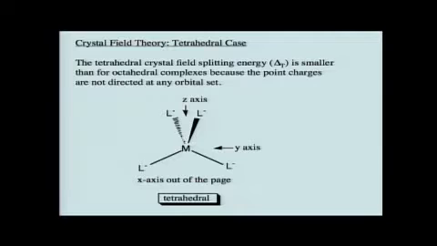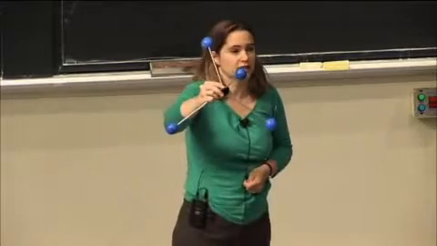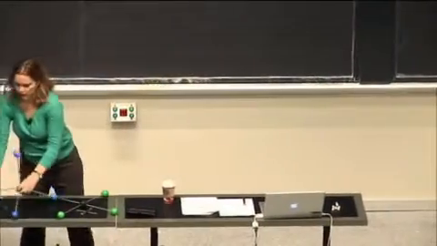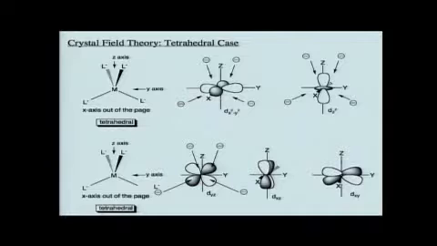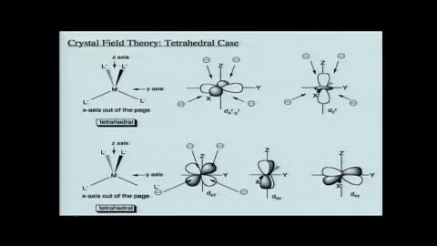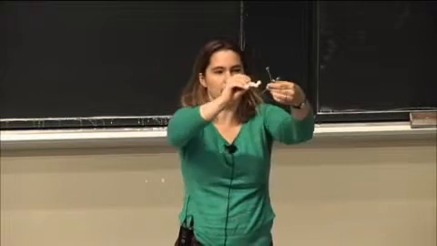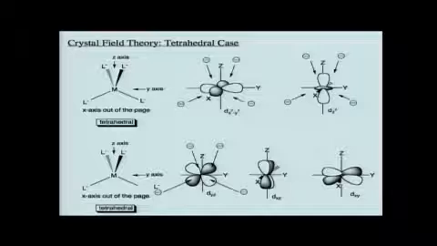So this is how I'm holding the tetrahedral complex with respect to the x, y, and z coordinate system. There is an energy splitting associated with tetrahedral, and it's going to be smaller than octahedral because none of these ligands will be pointing directly toward the orbitals. But let's consider which orbitals are going to be the most affected. Let's consider dz squared. Is that going to have ligands pointing toward it? No. And dx squared minus y squared? No, not really. What about dxz, dyz, and dxy?